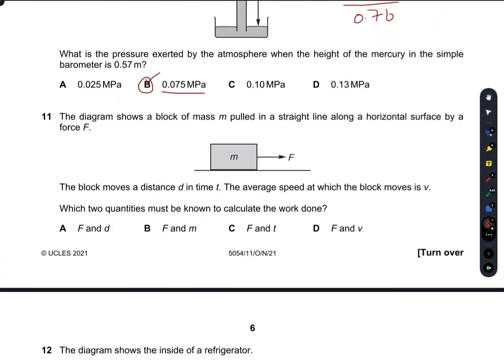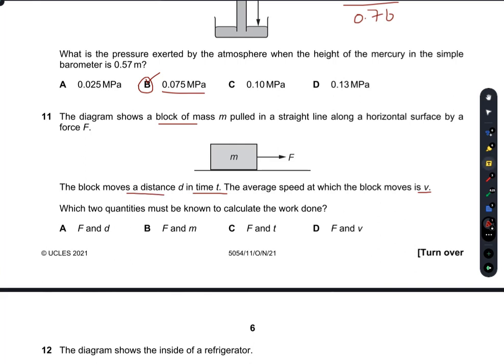The diagram shows a mass of a block pulled in a straight line along the horizontal surface by a force F. The block moves a distance d in time t. The average speed at which the block moves is v. Which two quantities must be known to calculate the work done?